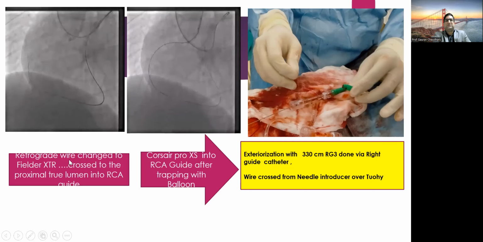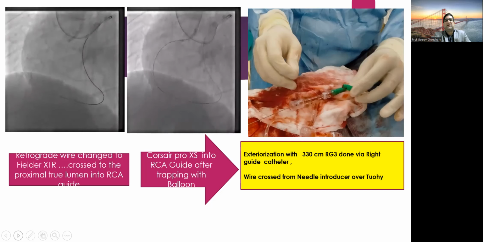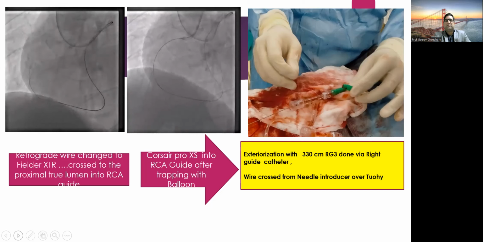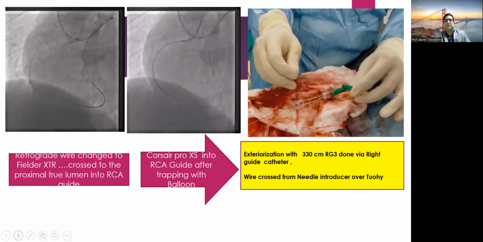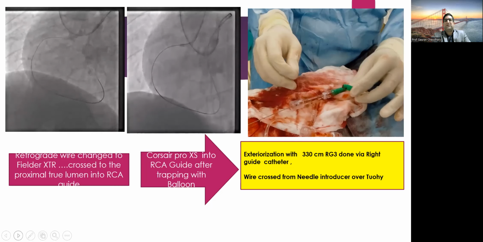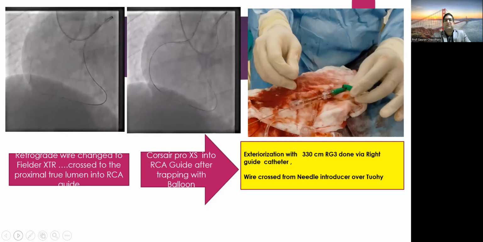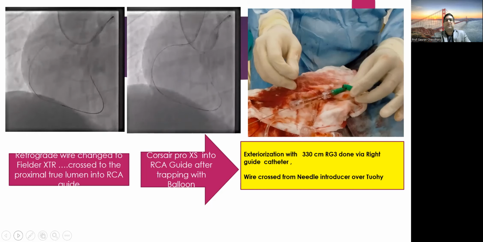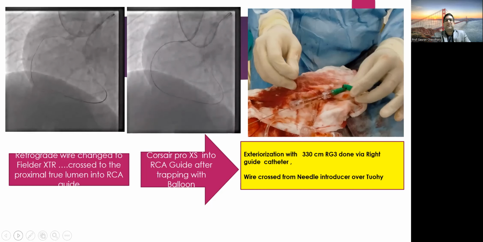microcatheter reached the antegrade guide, then over this, externalization with a 330 centimeter RG3 was done through the right guiding catheter, and the wire was crossed from the needle introducer over the Tuohy, because it cannot come out of the Tuohy. So you have to keep an introducer needle and negotiate the soft end of the wire from inside the needle over the Tuohy.